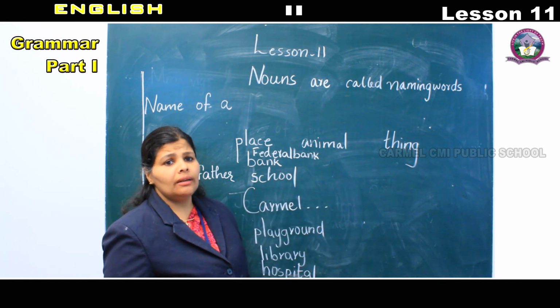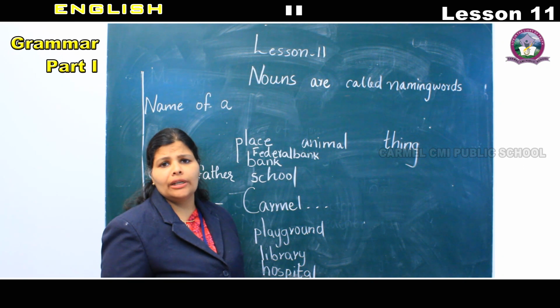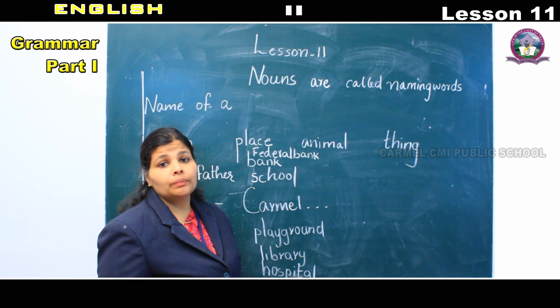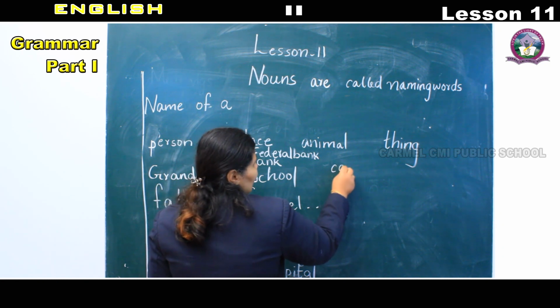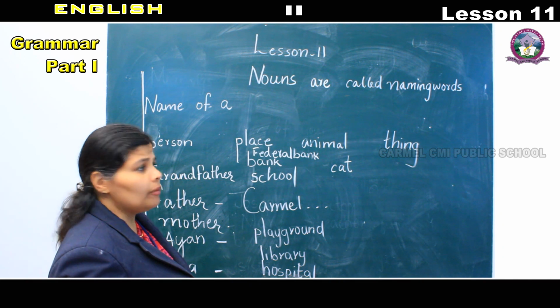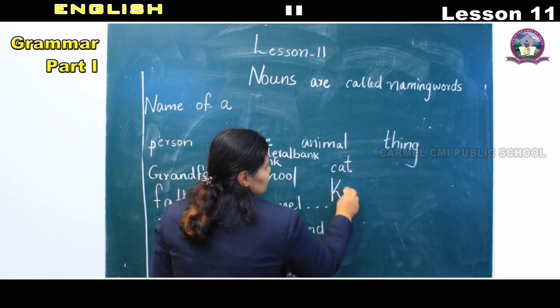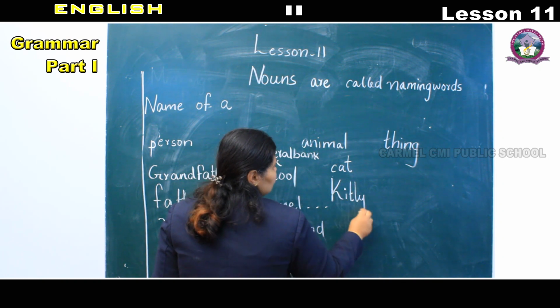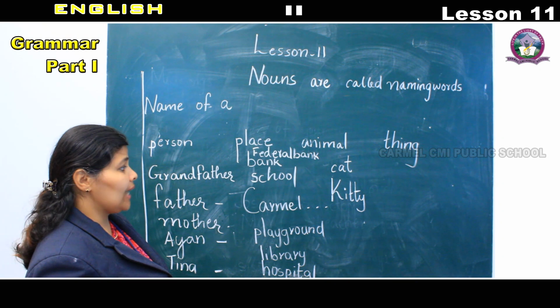Now, next, let's go to animals. In this lesson, I told you they have a pet in the family. What was it? A cat. And the cat had a name. What was the name of the cat? Kitty. Kitty was the name of the cat.